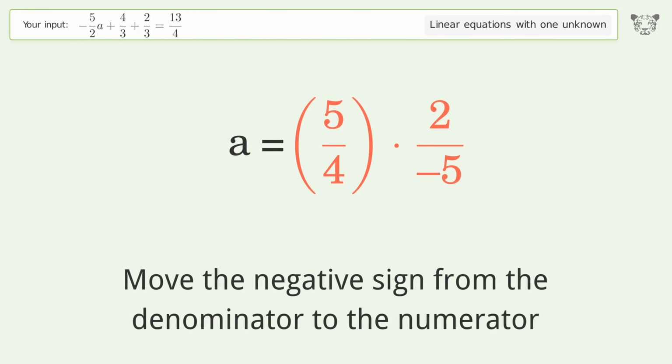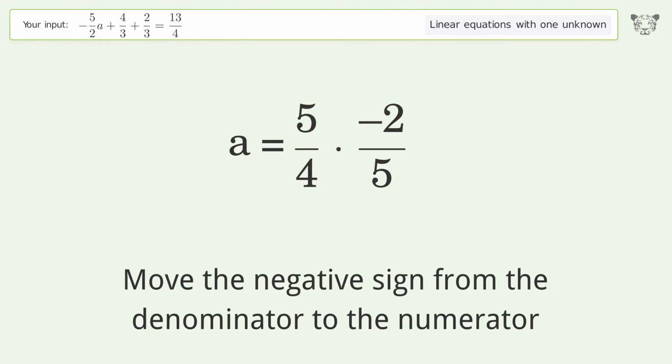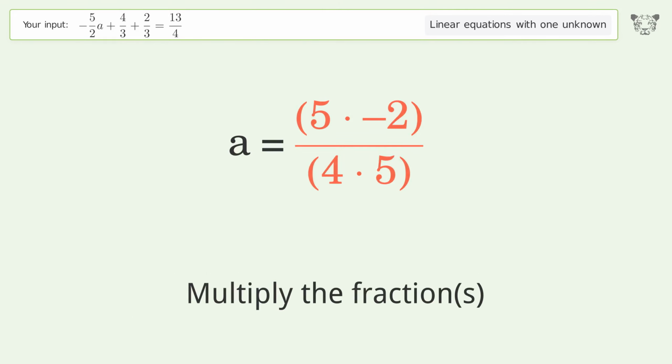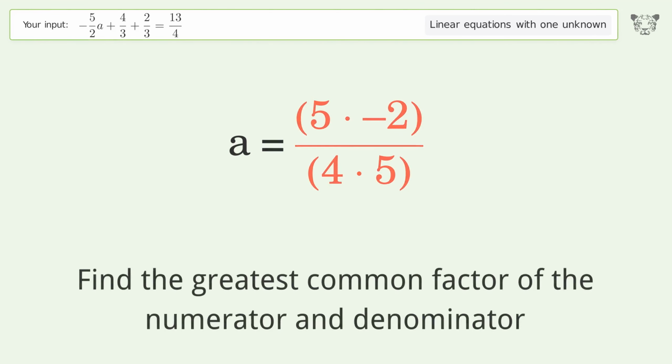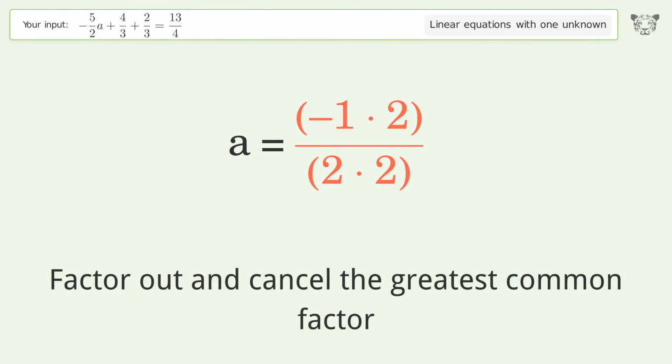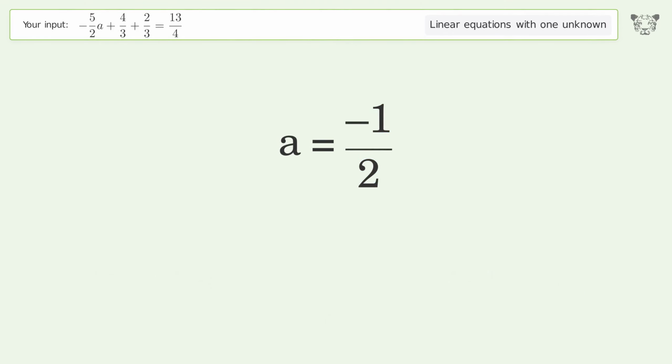Move the negative sign from the denominator to the numerator. Multiply the fractions. Find the greatest common factor of the numerator and denominator. Factor out and cancel the greatest common factor. And so the final result is a equals -1/2.